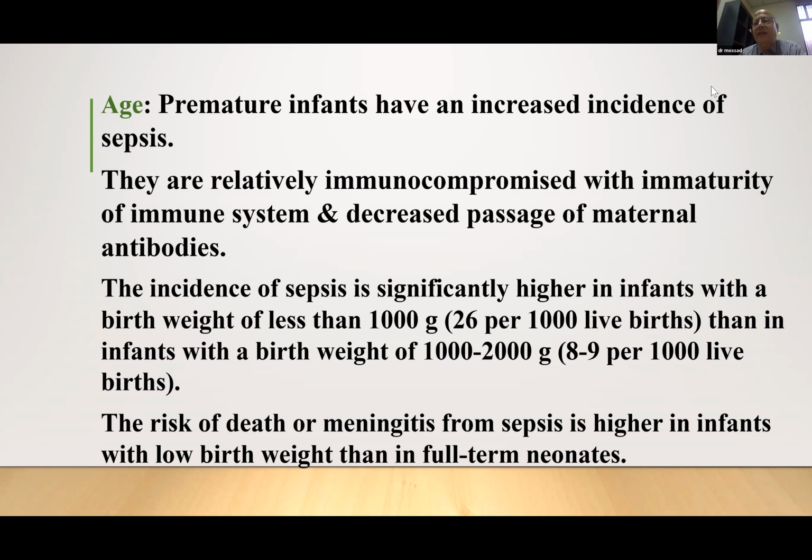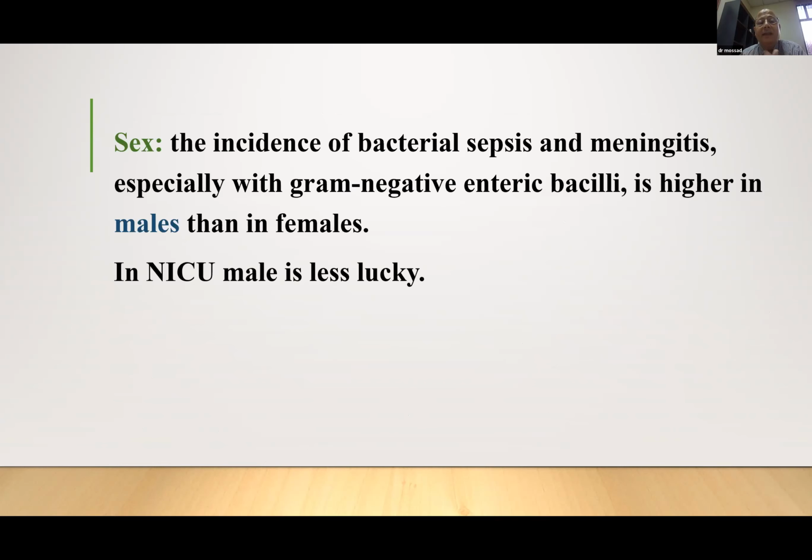Okay, the incidence of sepsis is significantly high in infants with low birth weight, specifically if less than 1 kilogram, which may be 26 per thousand. The risk of death from meningitis and sepsis is higher in an infant of low birth weight. So remember that the preterm and low birth weight infants have a high incidence of infection.